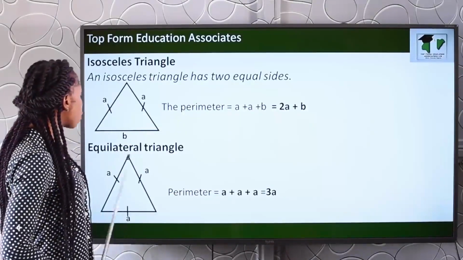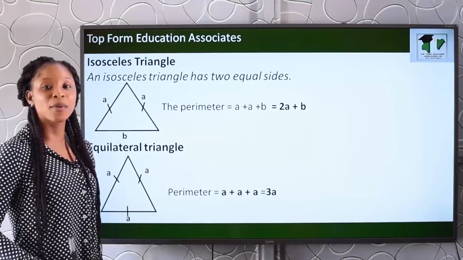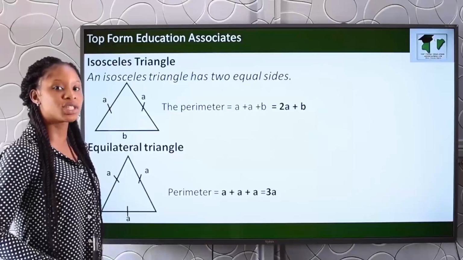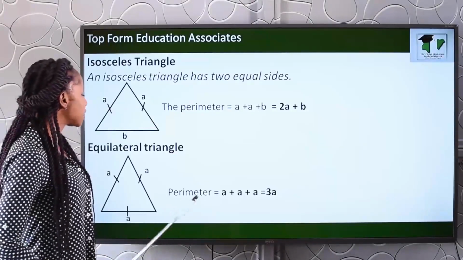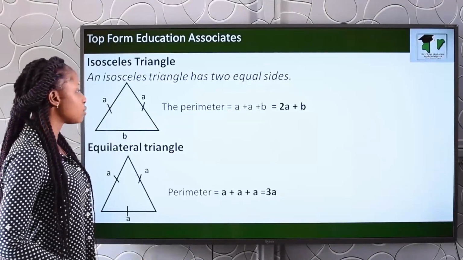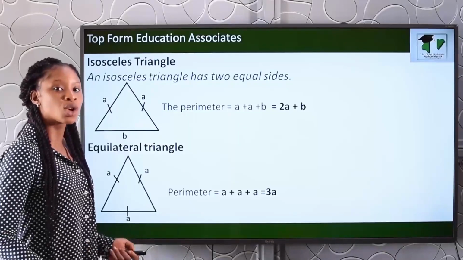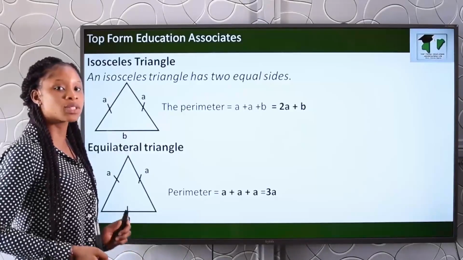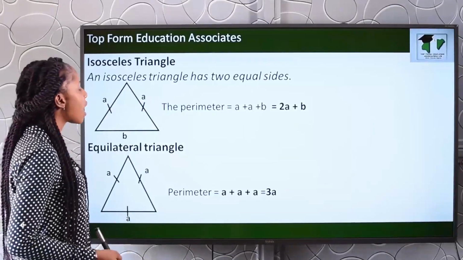Now, an equilateral triangle. An equilateral triangle is a type of triangle that has all its three sides equal. So the perimeter is given as A plus A plus A, which can be translated as 3A. So in solving any question relating to perimeter of triangles, you have to take note of the type of triangle that you are given so as to be able to answer accurately.